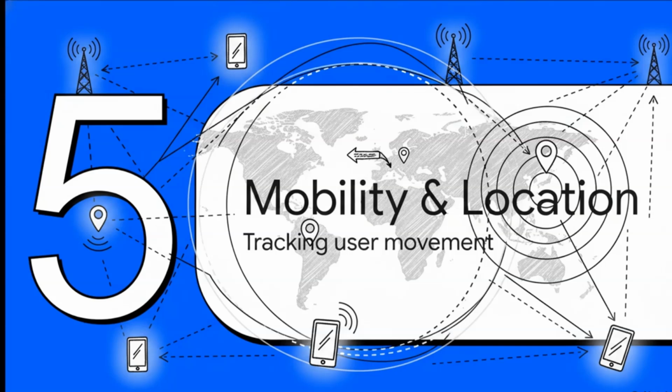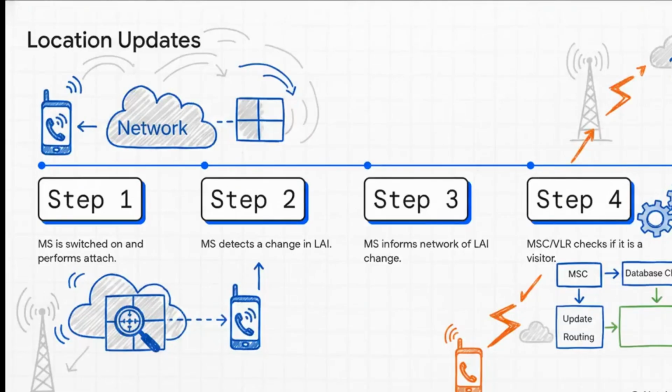Section 5. Mobility and location updates. Tracking user movement. Obviously, to maintain a call while moving, we need to know exactly where the user is before they even hit dial. We can walk through the chronological mobility management flow to see this constant background chatter.